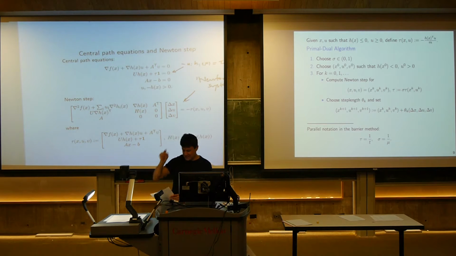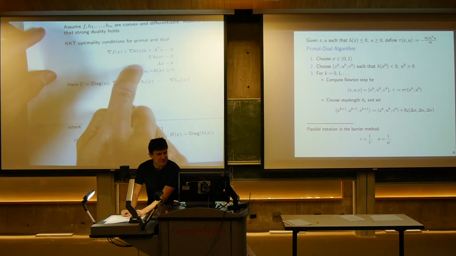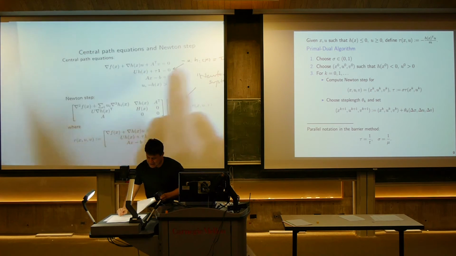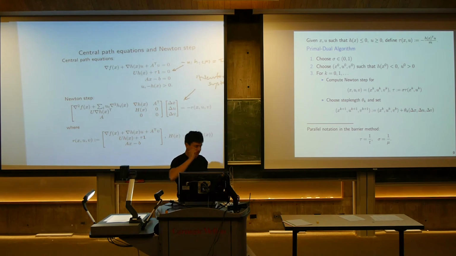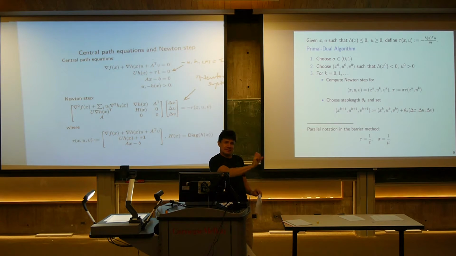Now, our goal is to solve the original problem. So our goal is to solve this guy. The tau, the central path, is essentially a means to an end, right? Our goal is to solve that for tau very small. Ideally, we want to solve that for tau in the limit 0. So that's why the algorithm is shrinking tau, because we want tau to go to 0.